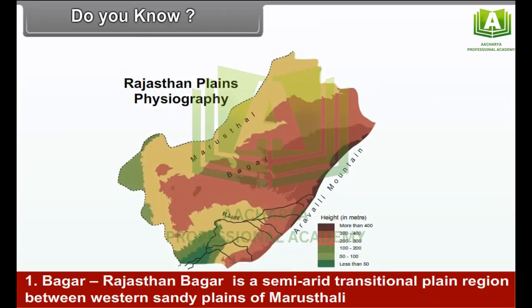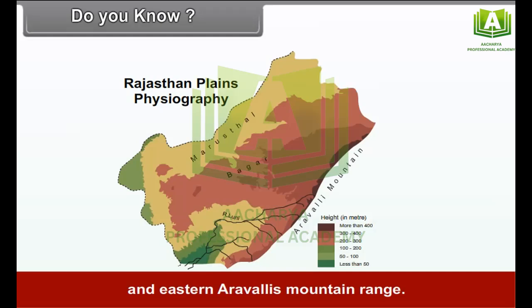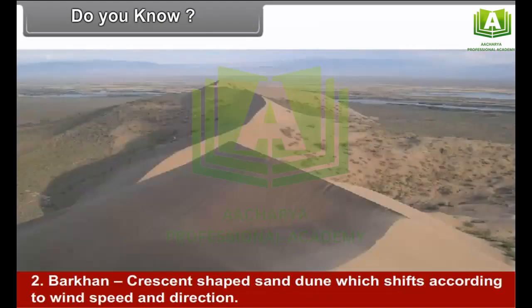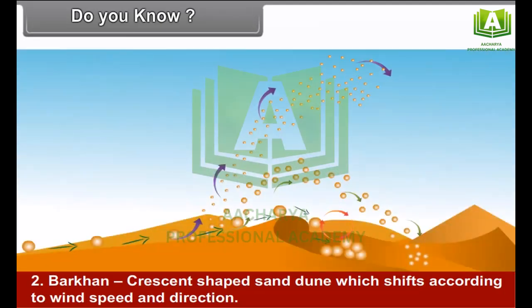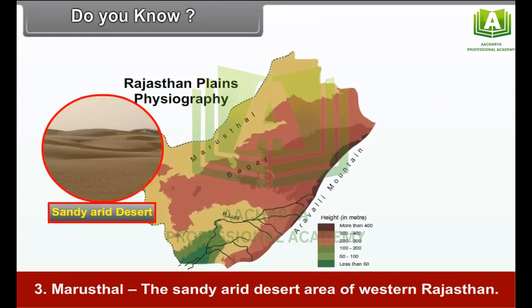Bagar. Rajasthan Bagar is a semi-arid transitional plain region between western sandy plains of Marusthali and eastern Aravalli mountain range. Bagar is a plain of Luni and Ghaggar river. Barkhan, crescent-shaped sand dune which shifts according to wind speed and direction. Marusthal, the sandy arid desert area of western Rajasthan.